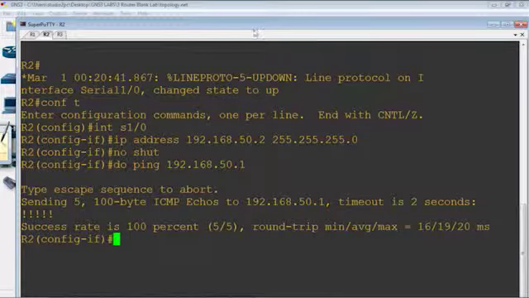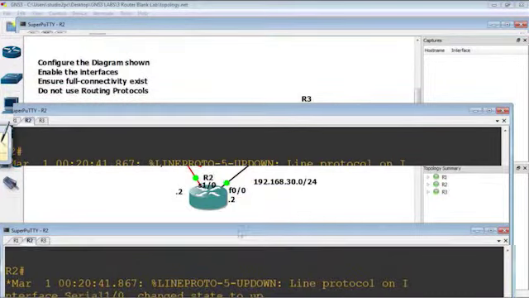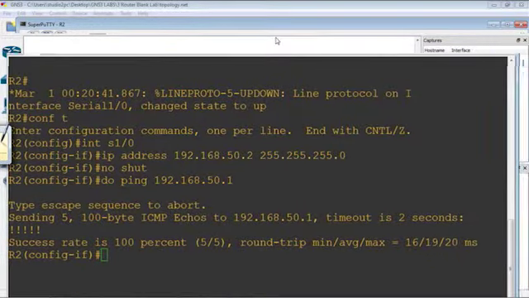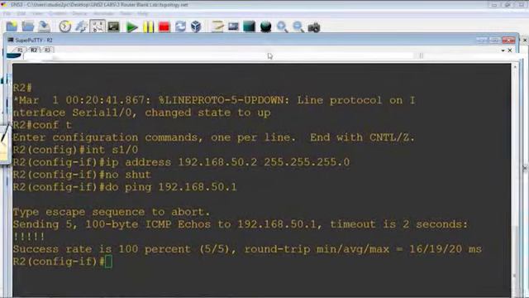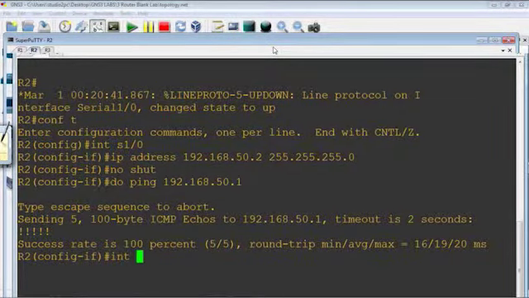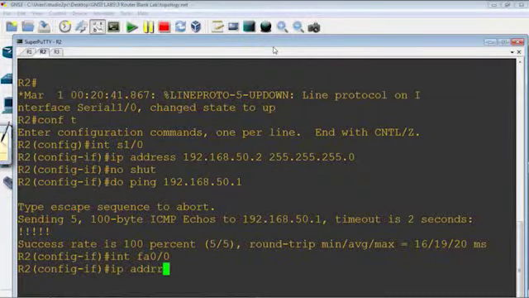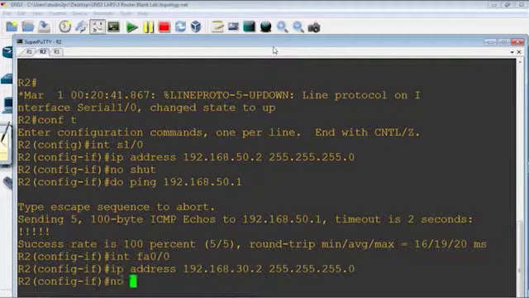Now we need to configure the second segment on this router, this one here. So 192.168.30.2, and that's going to be on interface FA00. Okay, so router 2 is done.